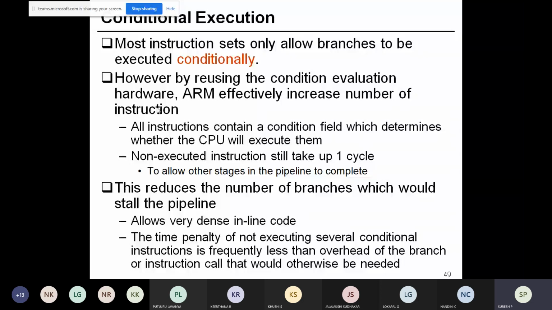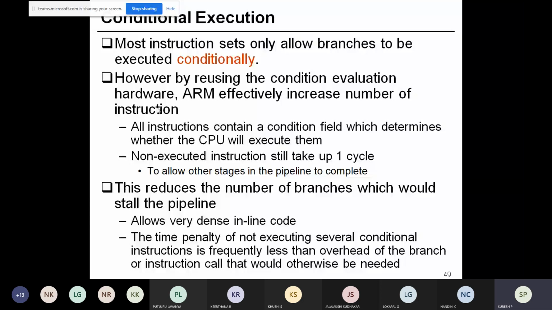When you are running in one clock cycle, due to some dependencies it is not possible to run in a single clock cycle, and it takes some more clock cycles. You will study those dependencies in your future courses in the higher semesters. All instructions contain a condition field, and that condition field determines whether the CPU will execute them or not.